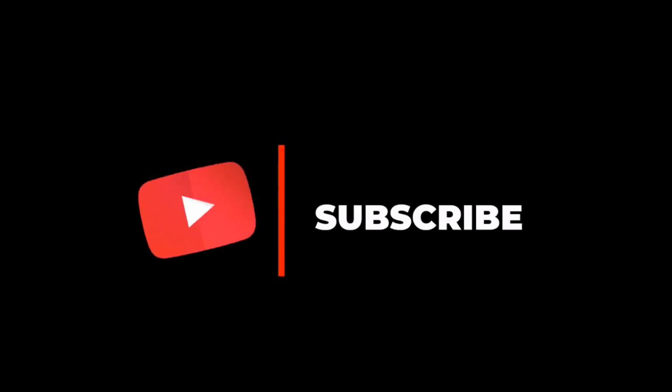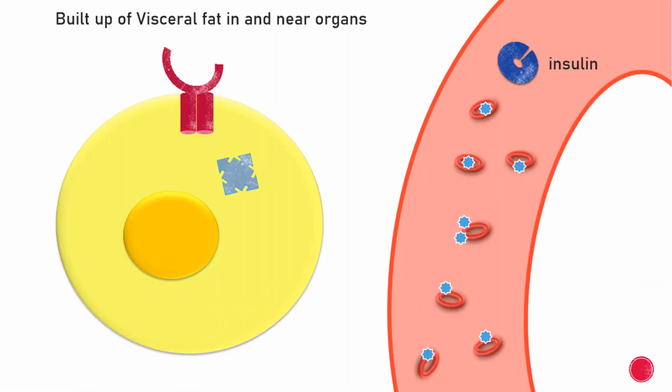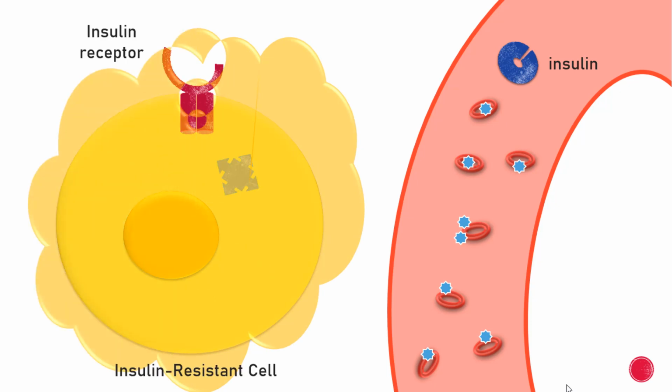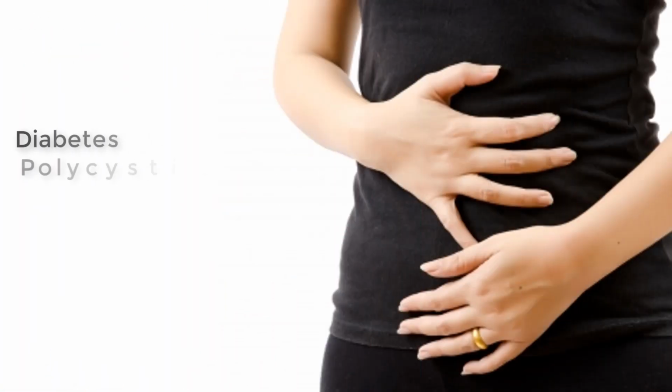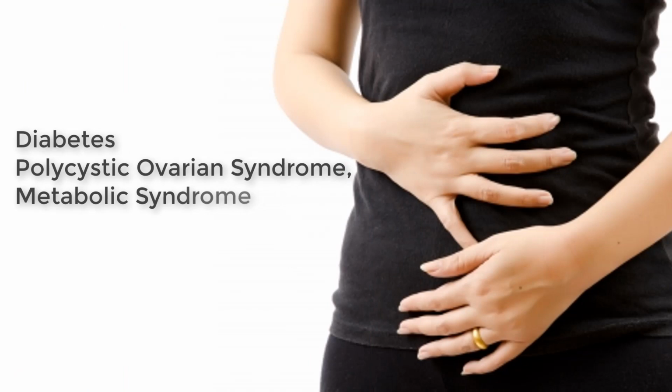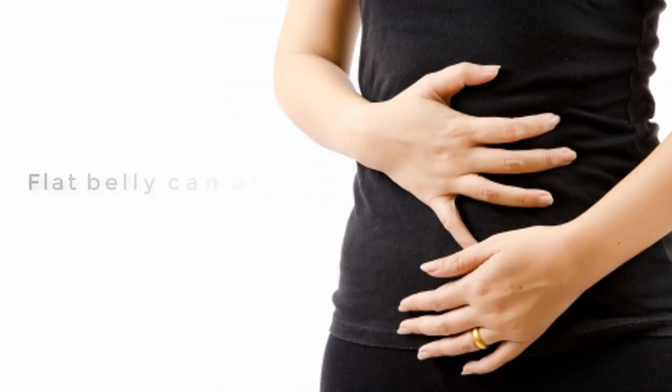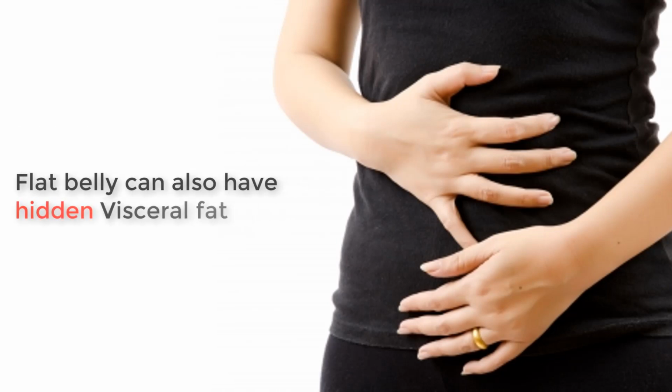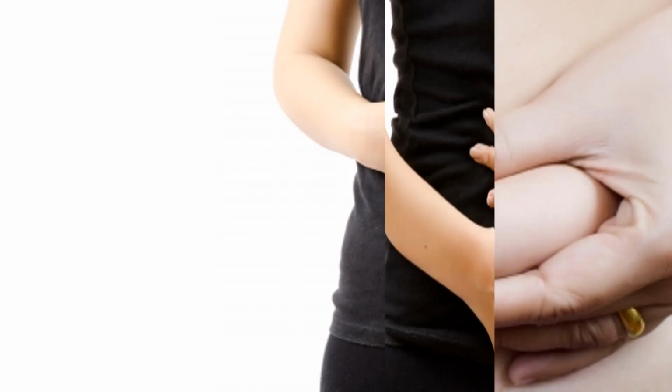In the last video, I discussed how visceral fat, which is a fat in our belly area, can build up over time and cause insulin resistance, which leads to a lot of diseases including diabetes, polycystic ovarian syndrome, metabolic syndrome, and so many different diseases. Usually people, even if they have a flat belly, can have visceral fat because visceral fat is the hidden type of fat which is near our organs. And when too much of that is built up, then you start seeing belly fat.